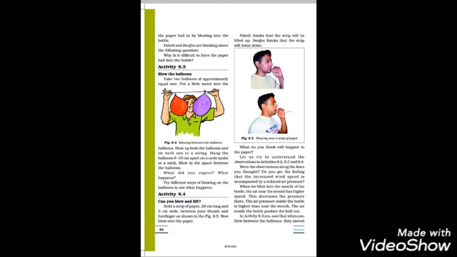Today we are going to start our next topic, activity 8.4, can you blow and lift? Hold a strip of paper 20 cm long and 3 cm wide between your thumb and forefinger as shown here in figure 8.5. Now blow over the paper. Lift it up. Bujo thinks that the strip will bend down. What do you think will happen to the paper?